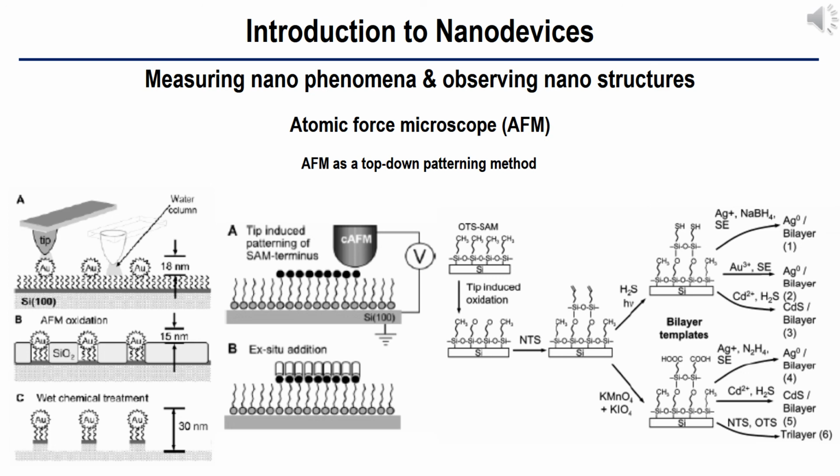Second, AFM can provide tip-induced chemical modification on specific areas of the surfaces. As shown in the middle figure, a conductive AFM tip can apply electron beams on top of the self-assembled monolayers. As shown in the right figure, this approach can be applied for the fabrication of layer-by-layer nanostructures. In addition, if we employ a multi-tip array, AFM-based lithography can be applied for large areas with a fast patterning process.